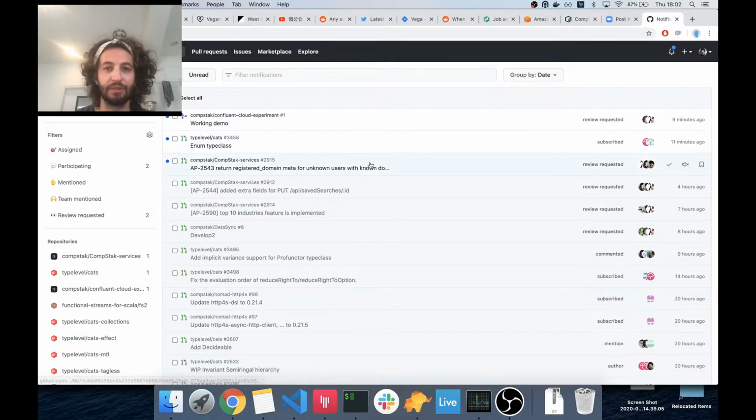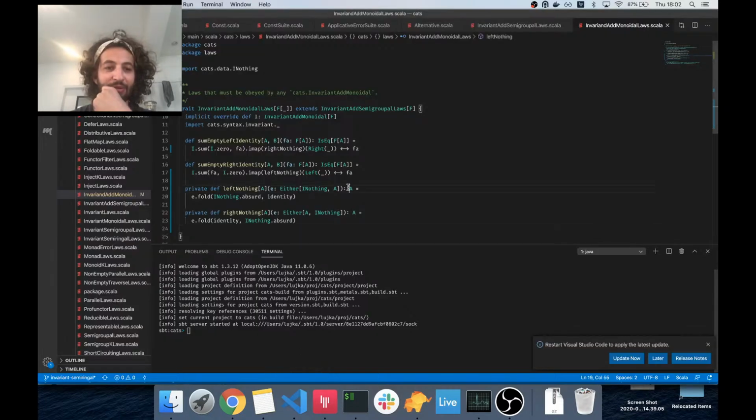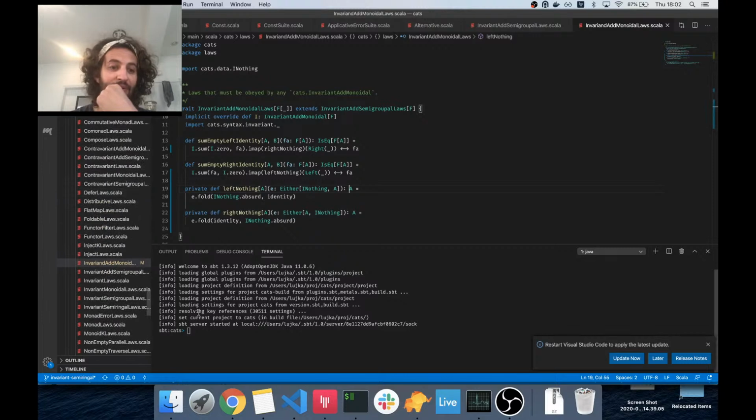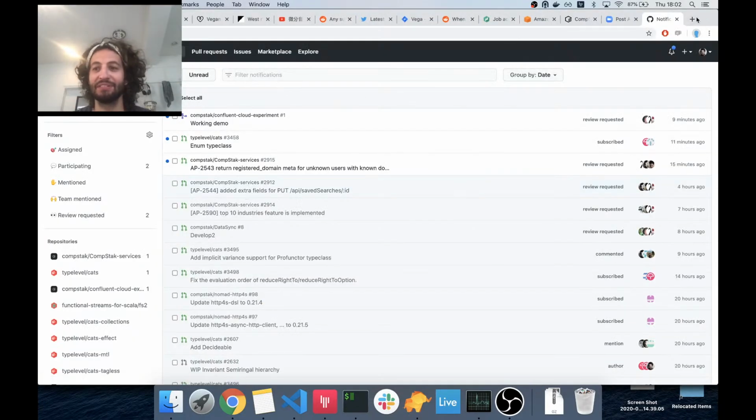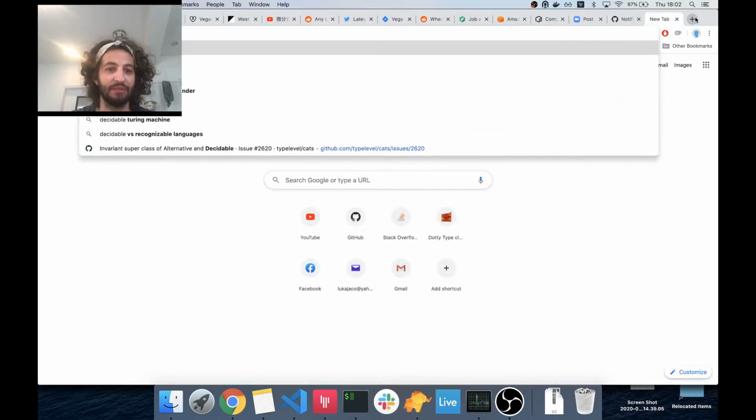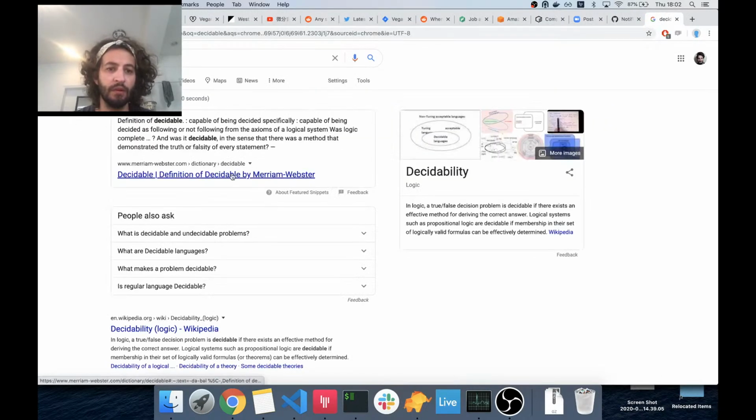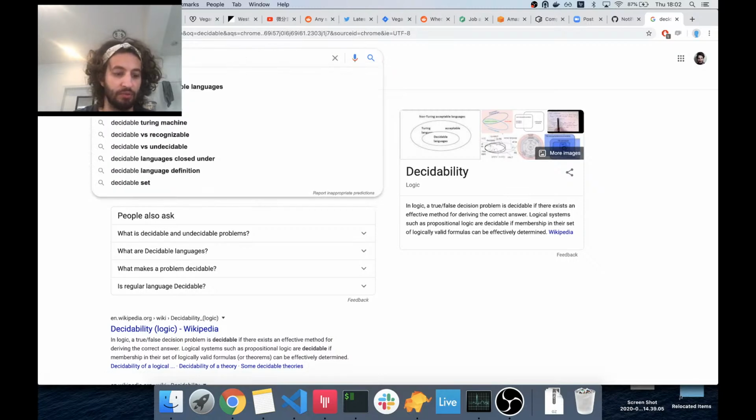Something I would like to do is something that Jakub talked to me about yesterday. Not talked to me about, he complained, complained is not the right word, but he was like, oh, we should have this in cats. And what he wanted is a Haskell type class called decidable. So let's have a look at that one.